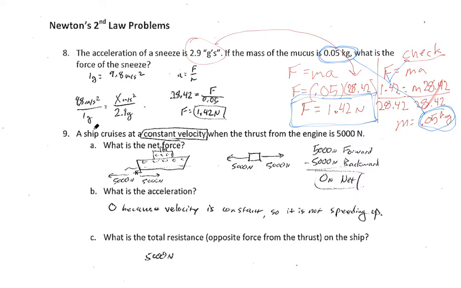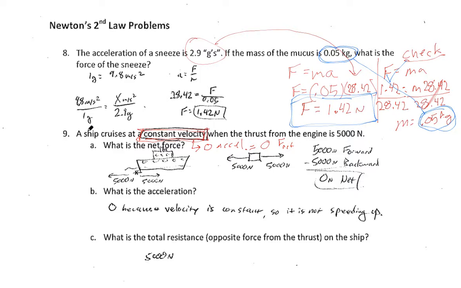So we know that we've got a ship, it's cruising at a constant speed. Constant speed is really, really key, because what constant speed means is zero acceleration. No acceleration at all. Well, if we don't have acceleration, we also have no net force acting on an object to cause acceleration to happen.